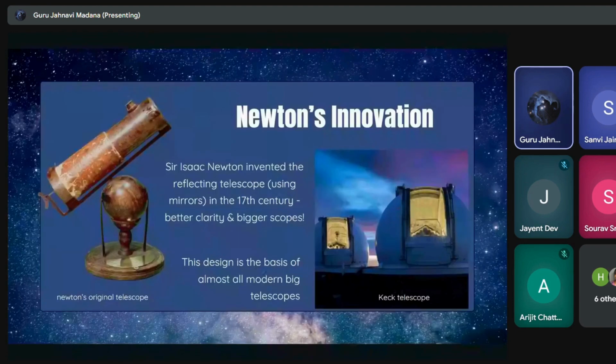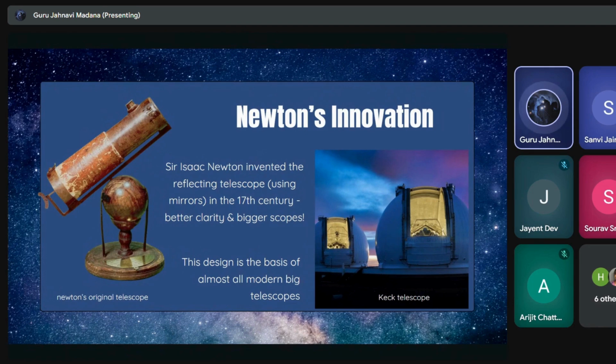What was his solution? A reflecting telescope, using mirrors instead of lenses: more compact, less colorful mess and more powerful. Newton built it using a pocket knife, polished the mirror himself and made a telescope just 15 centimeters long. You can see the original telescope of Newton which he used for the observations.